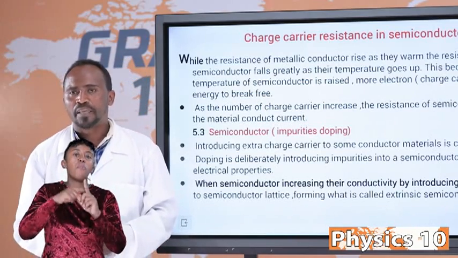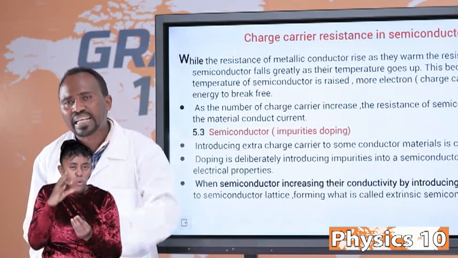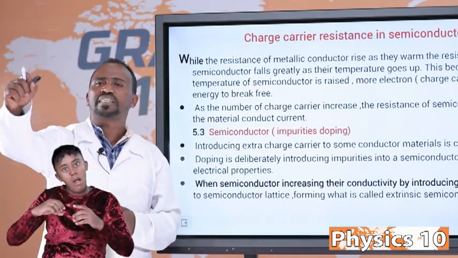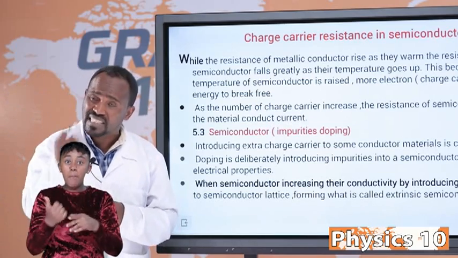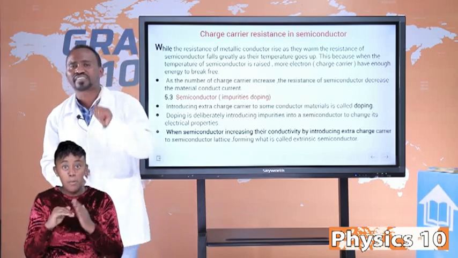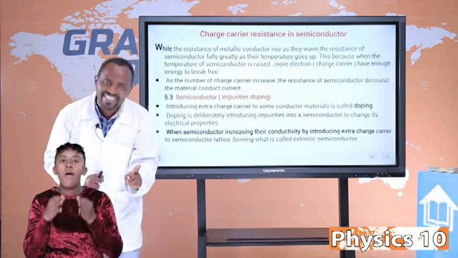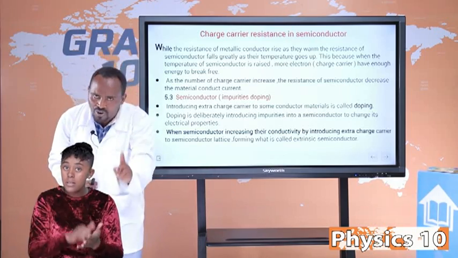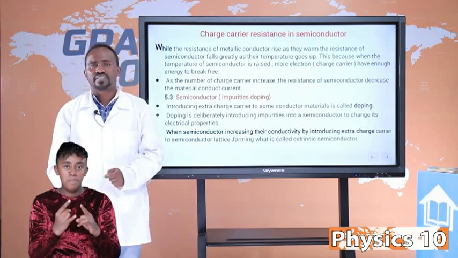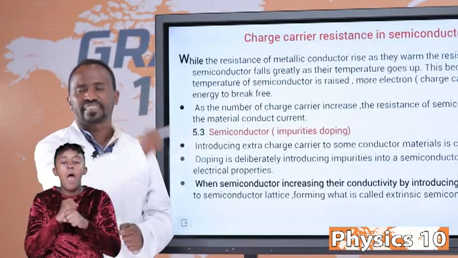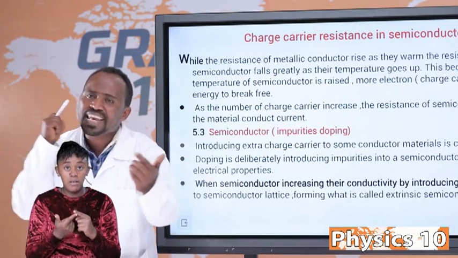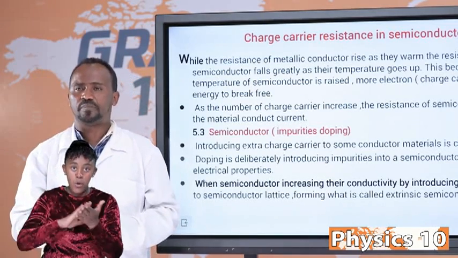But for a semiconductor, the resistance decreases if we increase the temperature. Students, why? Because when we increase the temperature of a semiconductor, electrons start to emit from the lattice. At that time, the semiconductor becomes a good conductor of electricity. That is why I say that a semiconductor becomes a good conductor by two mechanisms. The first is applying high temperature. The next is adding impurity to the semiconductor.